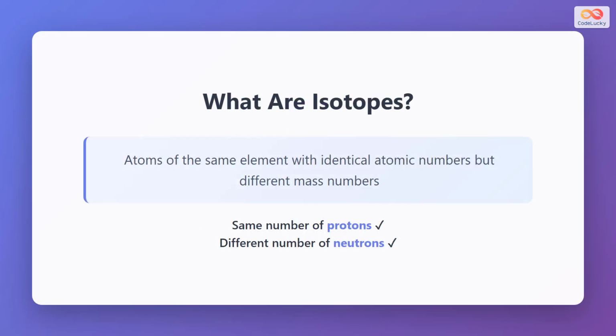So, what exactly are isotopes? Isotopes are atoms of the same element that have identical atomic numbers but different mass numbers. In simpler terms, isotopes have the same number of protons in their nucleus, which is what defines the element, but they have different numbers of neutrons. This means that while they're chemically the same element, they have different masses. The key point to remember is same protons, different neutrons.